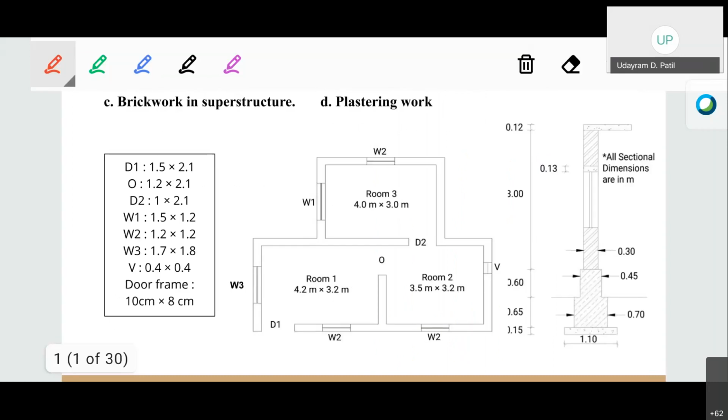Okay, for D1 the dimension was 1.5 multiplied by 2.1, so length will be 1.5, height will be 2.1 and width will be 0.3. And for the opening it is 1.2 by 2.1. For D2 it is 1 by 2.1. For W1 it is 1.5 by 1.2. For W2 it is 1.2 by 1.2. For W3 it is 1.7 multiplied by 1.8, and for the ventilator it is 0.4 multiplied by 0.4.